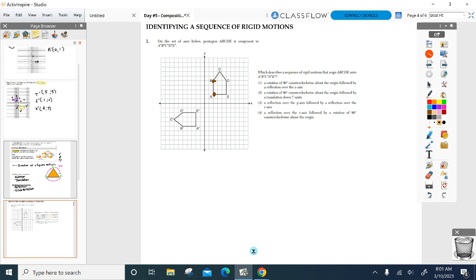And if it doesn't work for one point, don't even bother doing a second point. Just go on to the next choice.